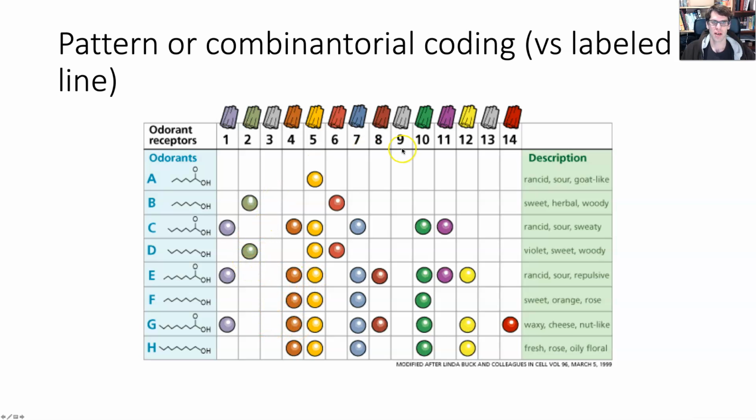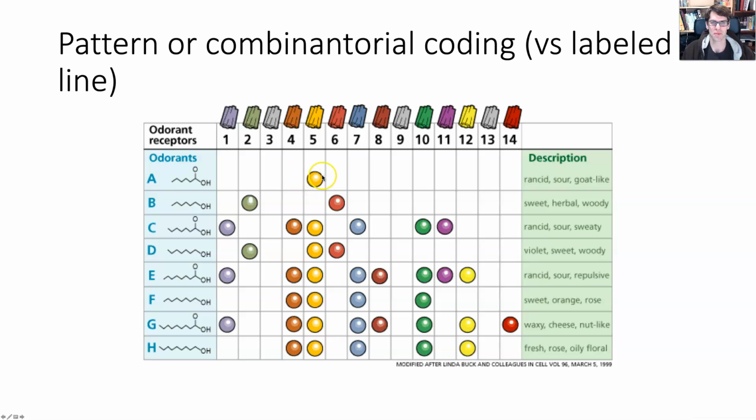So now, label line is not important. Connecting this one receptor to the brain is not important for lots of things. You need to figure out how to combine all these. So that provides a ton more information than just the 4, 5, 6, or 7 different tastes we can get. Now we can detect, potentially, more than 1 million.